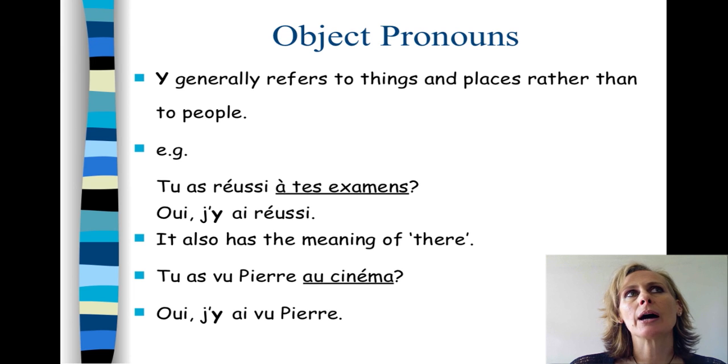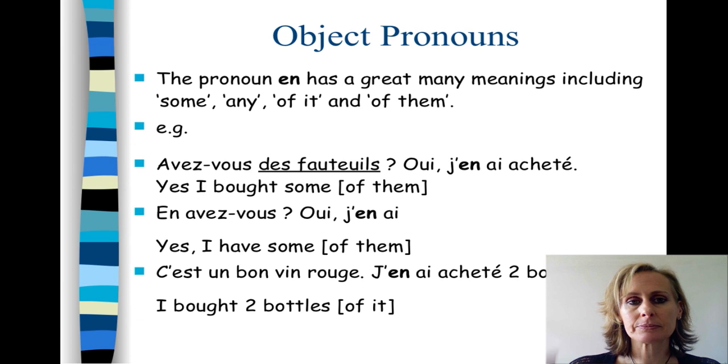Y also can have the meaning of there, as in a place. Tu as vu Pierre au cinéma? Oui, j'y ai vu Pierre. Yes, I saw Pierre there. And again, we've got à in that construction, au cinéma.